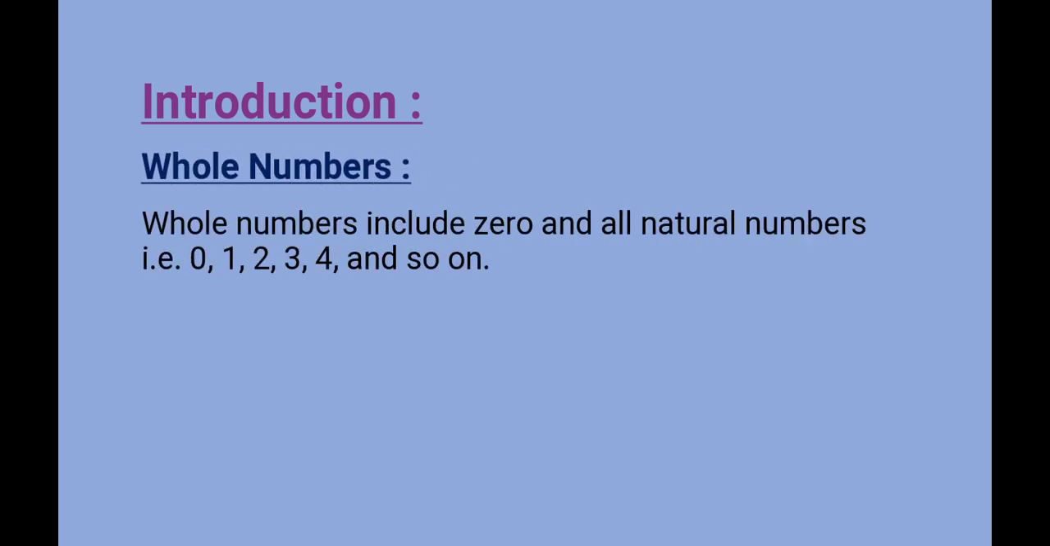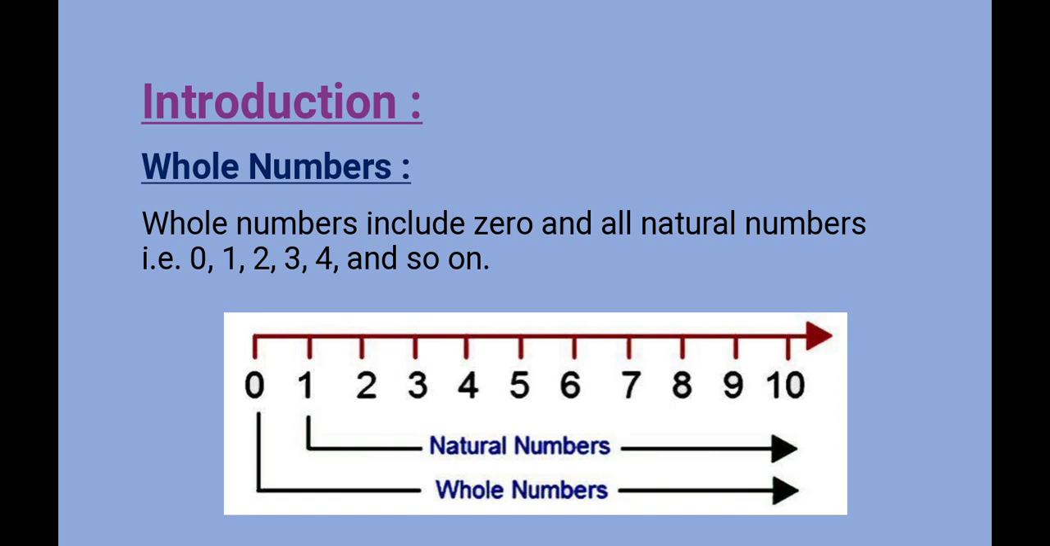So first we will discuss the whole numbers. Whole number includes 0 and all natural numbers. Natural numbers, as you have already discussed, are the counting numbers started from 1, 2, 3, 4 onwards. If we include 0 to the natural numbers, we get the collection of whole numbers. Here is the representation of whole numbers and natural numbers on the number line.